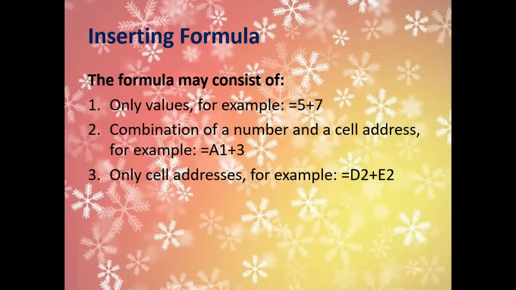Okay, the formula may consist of. Formula itu biasanya terdiri dari, ya, bisa menggunakan equal 5 plus 7, ya, ini value, ini hanya berisikan nilai. And then combination of number and cell address, bisa kombinasi, gabungan number dan cell address. Cell address-nya ini A1 plus 3, ya, kid, itu namanya combination of number and cell address. And the next, only cell addresses, dia berisikan hanya cell addresses. For example, equal D2 plus E2.